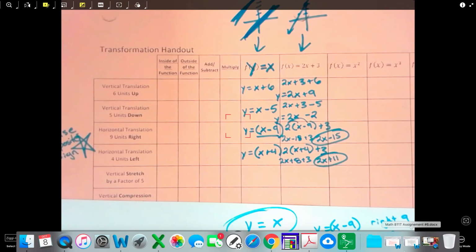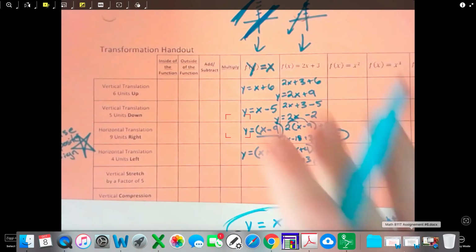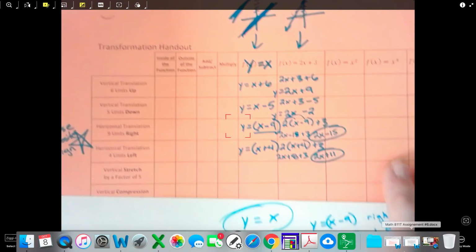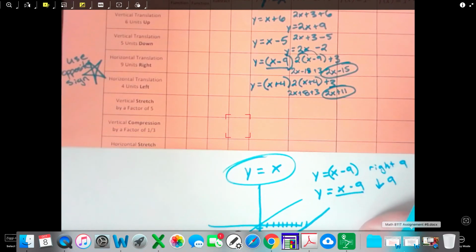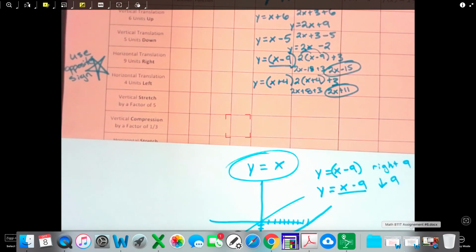Whew, these are the rules. These are the rules. I give it to you on a cheat sheet like this. Okay? All right. We spend 2 days on this because this is like being introduced to you for the first time, and it's kind of confusing, all right? Next one, vertical stretch and compression.